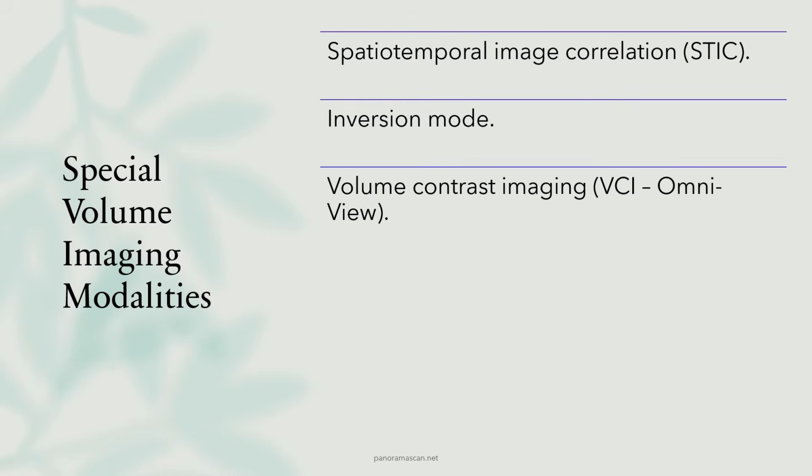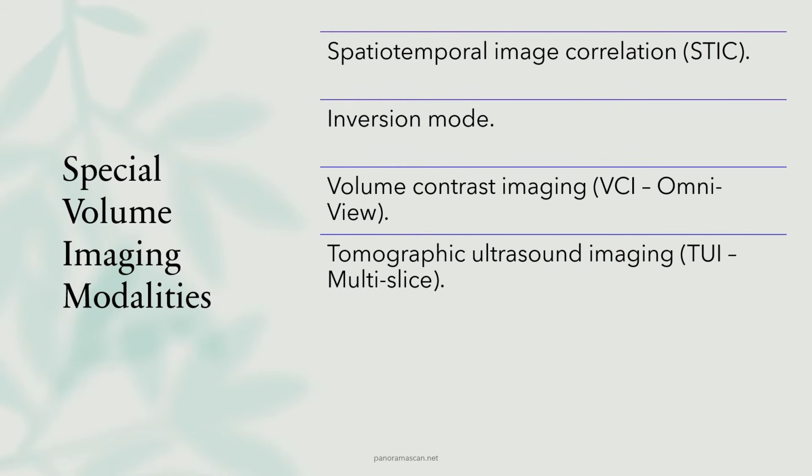TUI creates a series of 2D slices from a 3D volume, enabling the examiner to focus on specific planes of interest. This allows for detailed views of the fetal anatomy at different depths and angles, improving the assessment of complex anatomical structures and abnormalities.